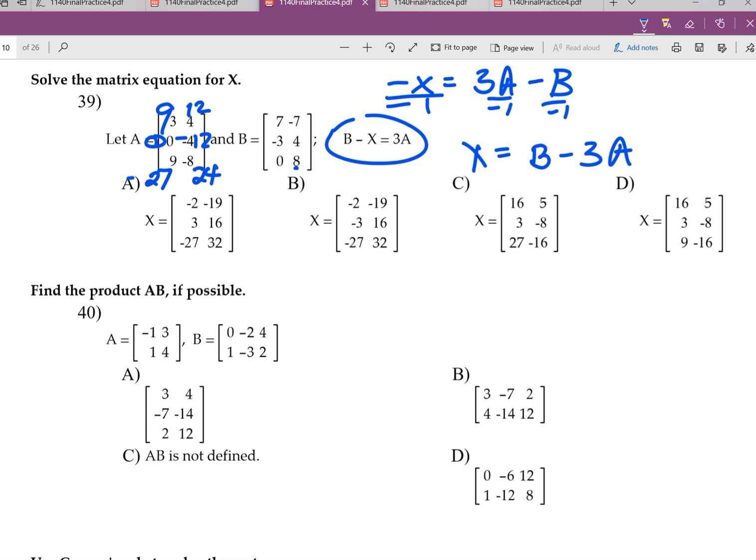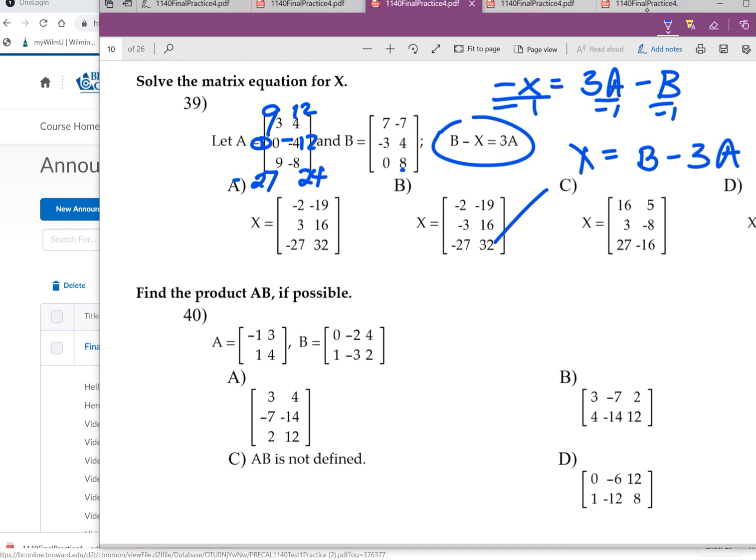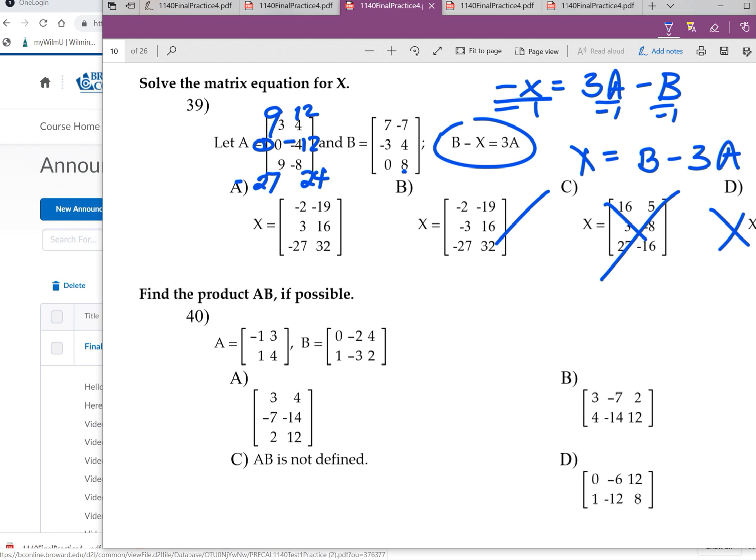And so if I subtract backwards, you end up with, in this case, number 39, you should have 7 minus 9 is negative 2, and negative 7 minus 12 is negative 19, so I can ignore those two. This looks like it's the contender, because negative 3 minus 0 is negative 3, that's a positive, so it's not this one.